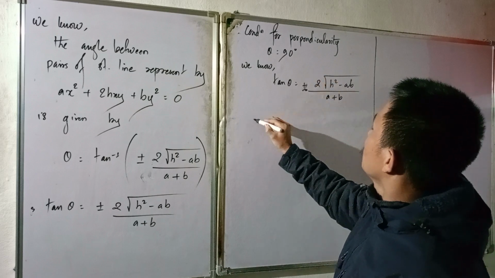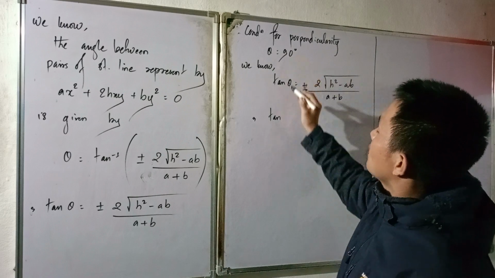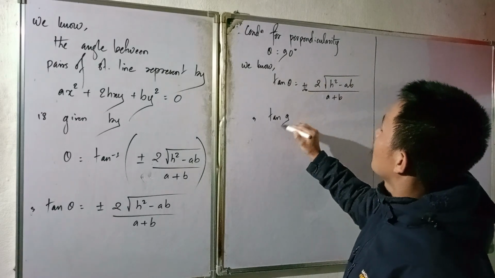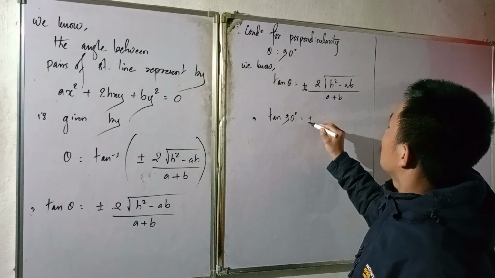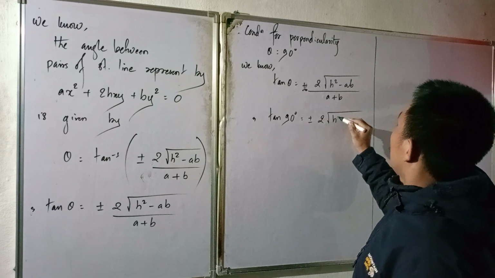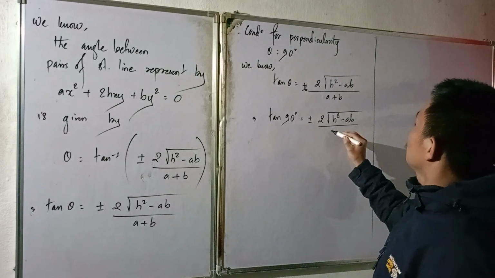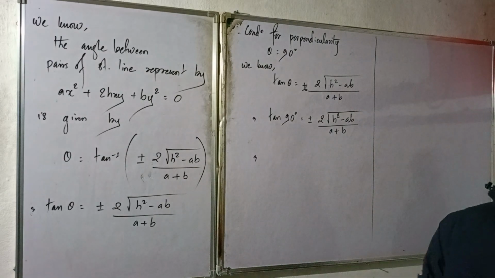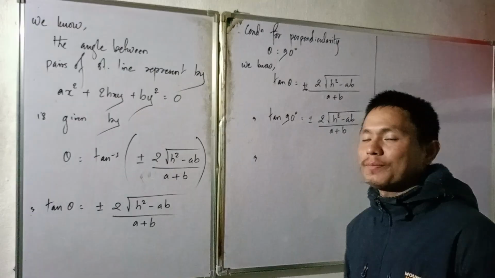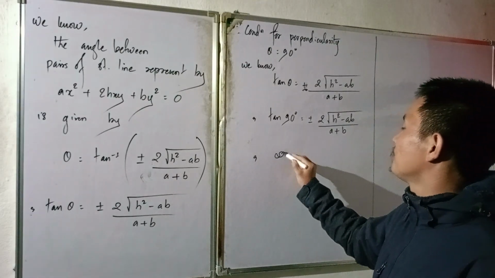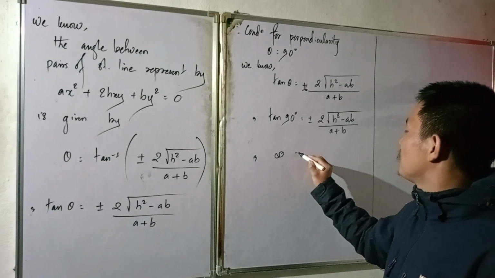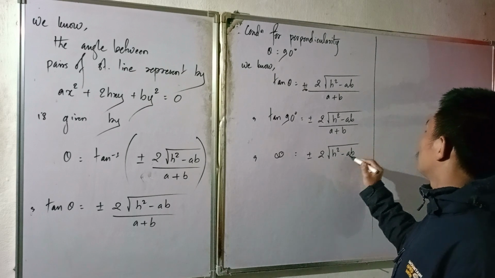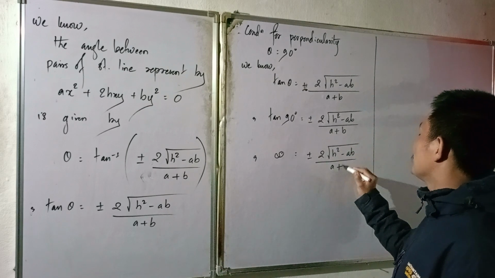Now let's substitute theta. In case of perpendicularity, theta will be 90 degrees. Tan 90 degrees equals plus minus 2 times under root h squared minus ab divided by a plus b. Now tan 90 degrees is just infinity. If you type it in the calculator, it will give a math error, which means that it is infinity.